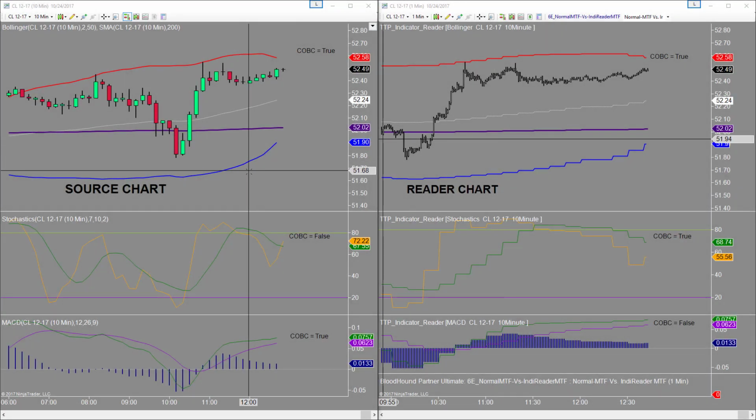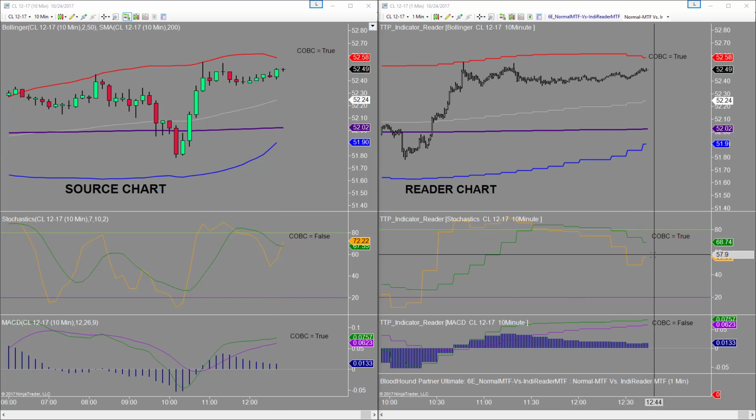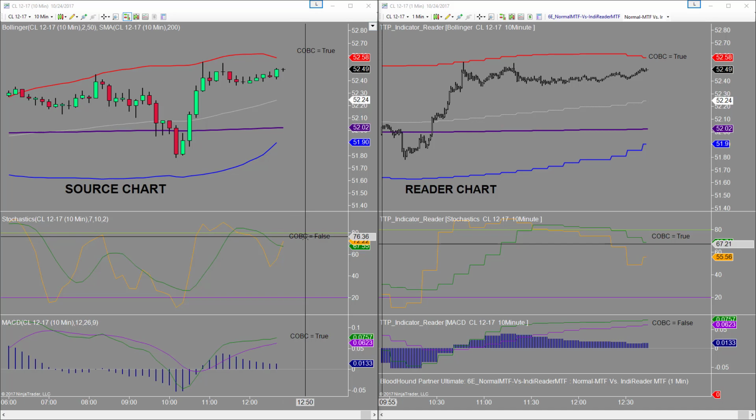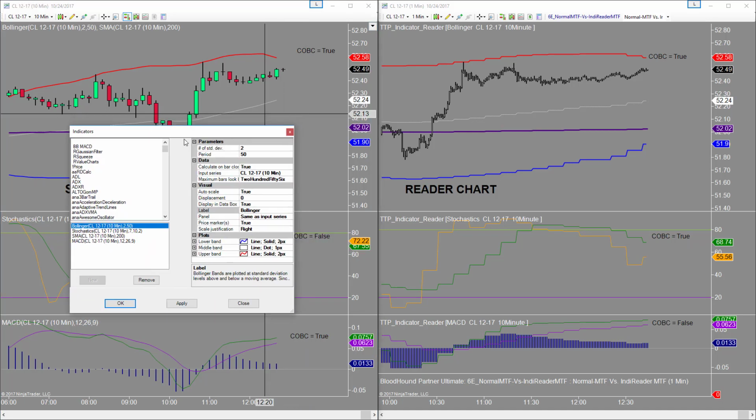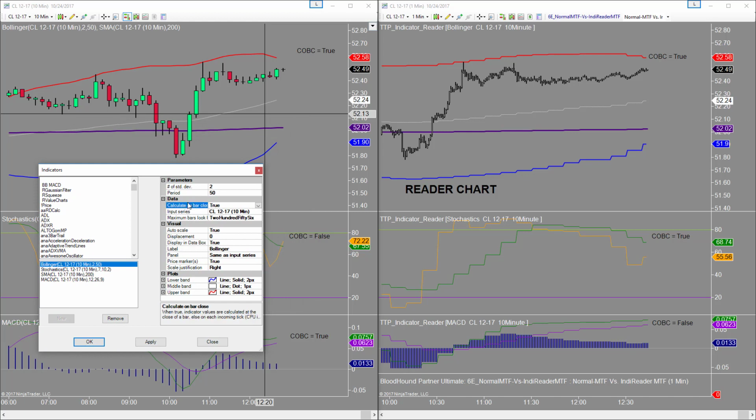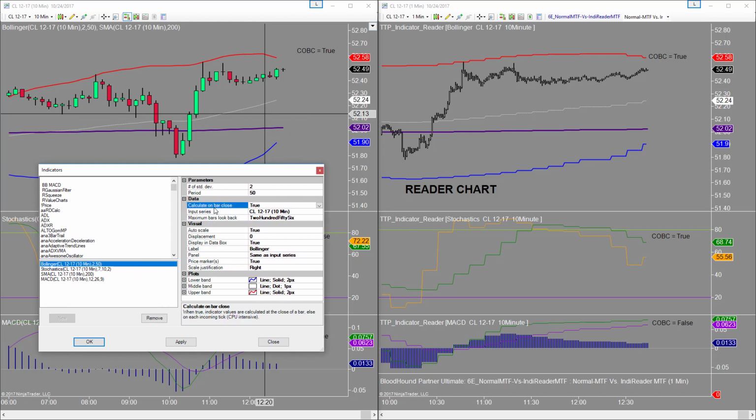Okay, I want to discuss a couple of things with the indicator reader that you need to know about in order to make sure that it's working properly. So what is COBC? COBC is calculate on bar close. What it really means is calculate on the first tick of the next bar, but what this does when it's set to true is it will keep the indicator from running on every new incoming tick, every new transaction.